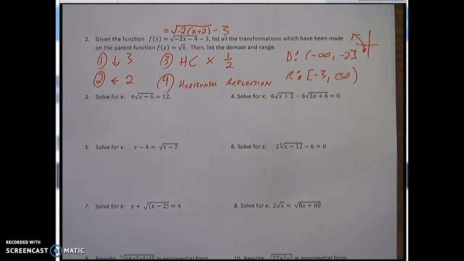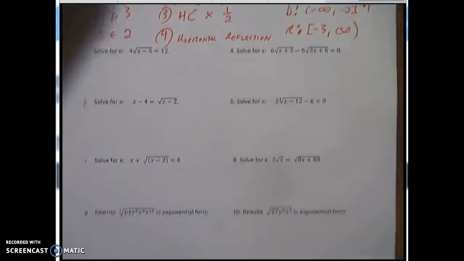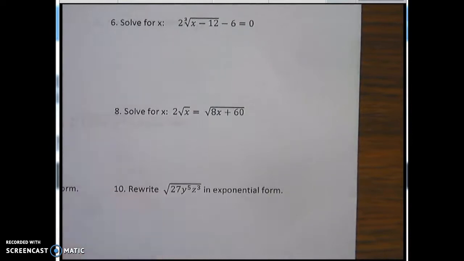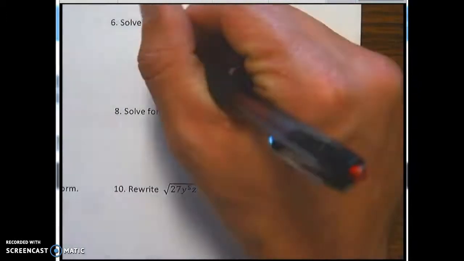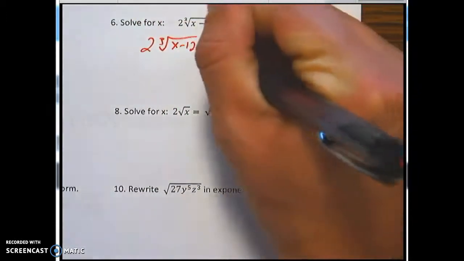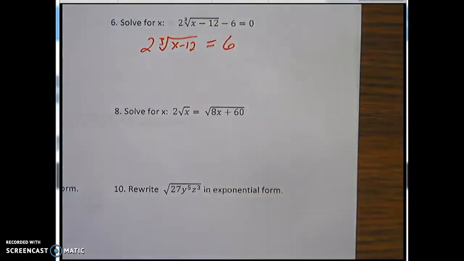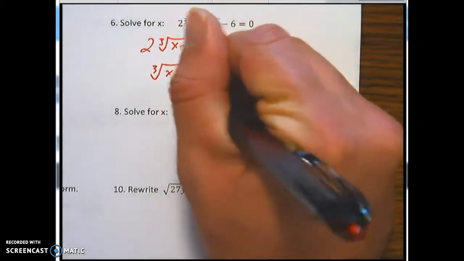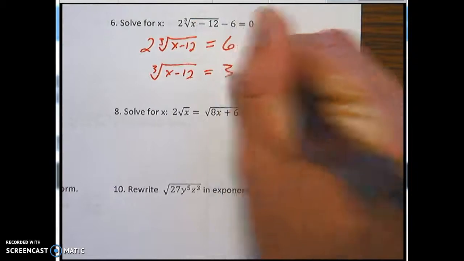The next one I want to talk about is number 6, which is a solving problem. I'm just going to zoom in on number 6 there. And we're just solving for x. And the first thing I think we got to do is add 6 to both sides, which will give us 2 times the cube root of x minus 12 equals positive 6. And then I'm going to divide both sides by 2 to get rid of the 2 in the front, to get the cube root of x minus 12 equals 3.